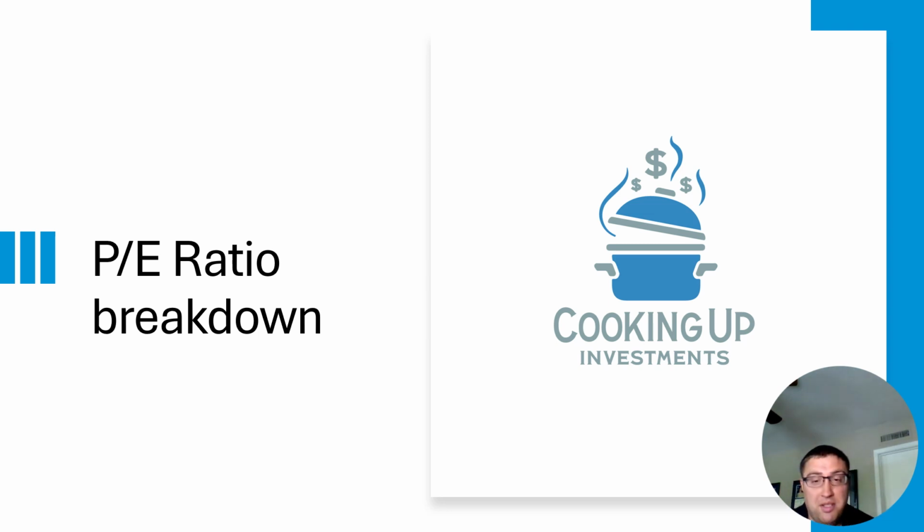This is the PE ratio breakdown video. It's the first of a series of videos to improve your stew pot of food. A little food metaphor here: if you're making a stew, you're going to have vegetables, meats, potatoes, that kind of stuff. A lot of different parts of a stew.